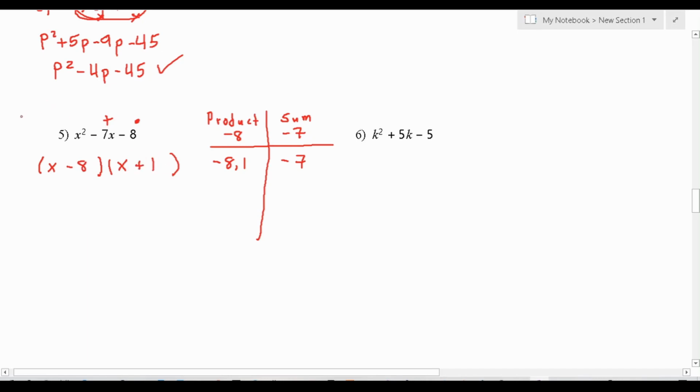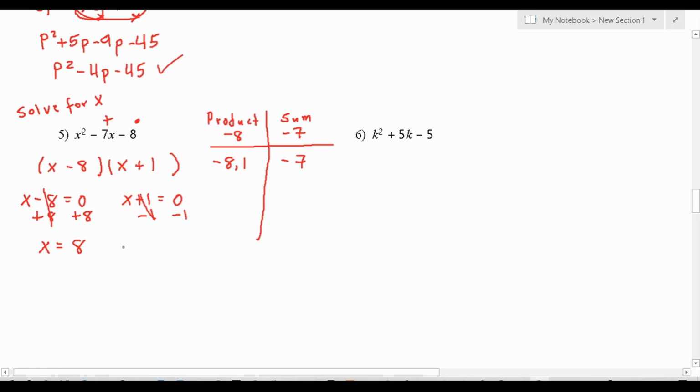Again, on the ASVAB, instead of being told to factor this, you're just going to be told to solve for x, which is going to prompt you to set these equal to 0 and solve for x accordingly. So we're going to set x minus 8 equal to 0, x plus 1 equal to 0. We're going to add 8 to both sides to get x by itself. This is going to cross out, leaving us with x equals 8.